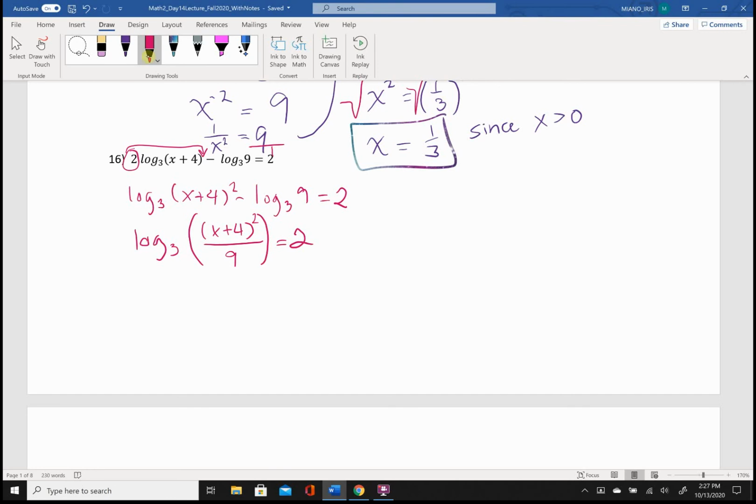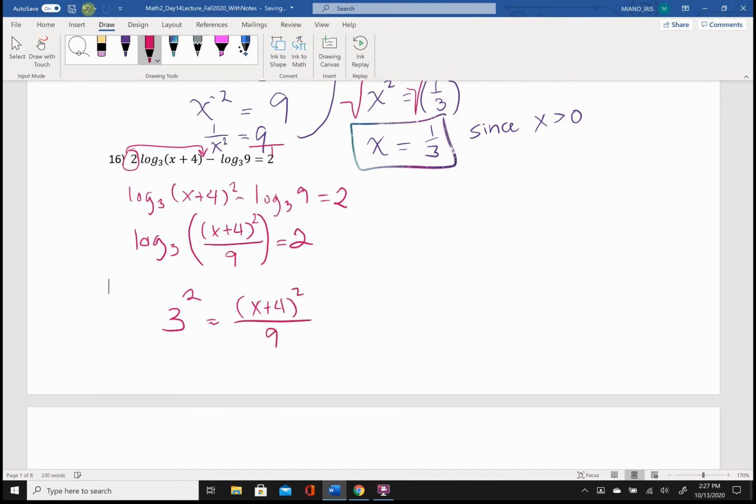So we have the base is the base, right? The base of the log is the base of the exponential version. The log is always equal to the exponent, and the exponential expression is always equal to the argument, which is x plus 4 quantity squared over 9, okay?